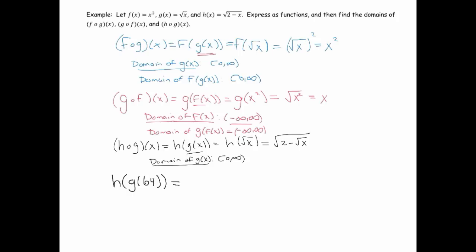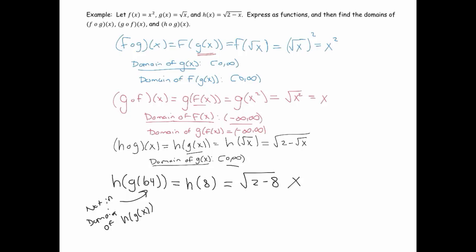So 64 is definitely in the domain of g, because it's on the interval 0 to infinity. So we'll get an answer out. That's h of, and the square root of 64 is 8. However, I can't really put this into h now, because look what h does. H says take the square root of 2 minus x, so that's going to be the square root of 2 minus 8, but that's not a real number. So 64 is not in the domain of h of g of x.